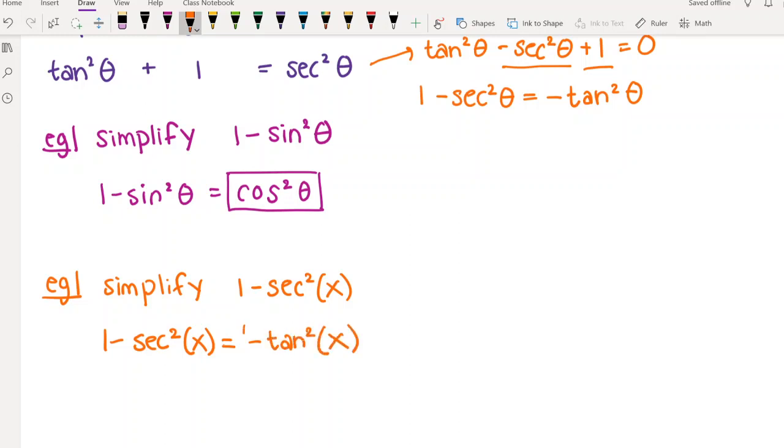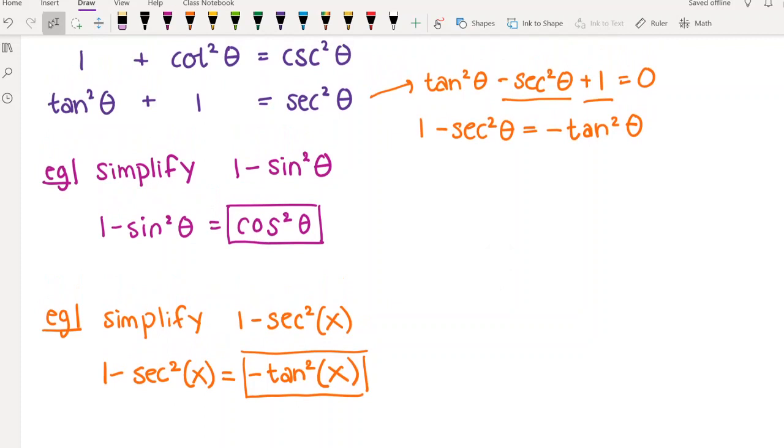So you definitely have to pay attention to the order that things are being subtracted, because that makes a difference. If you said positive tangent squared, that would be wrong, right? That's not the same as negative tangent squared.